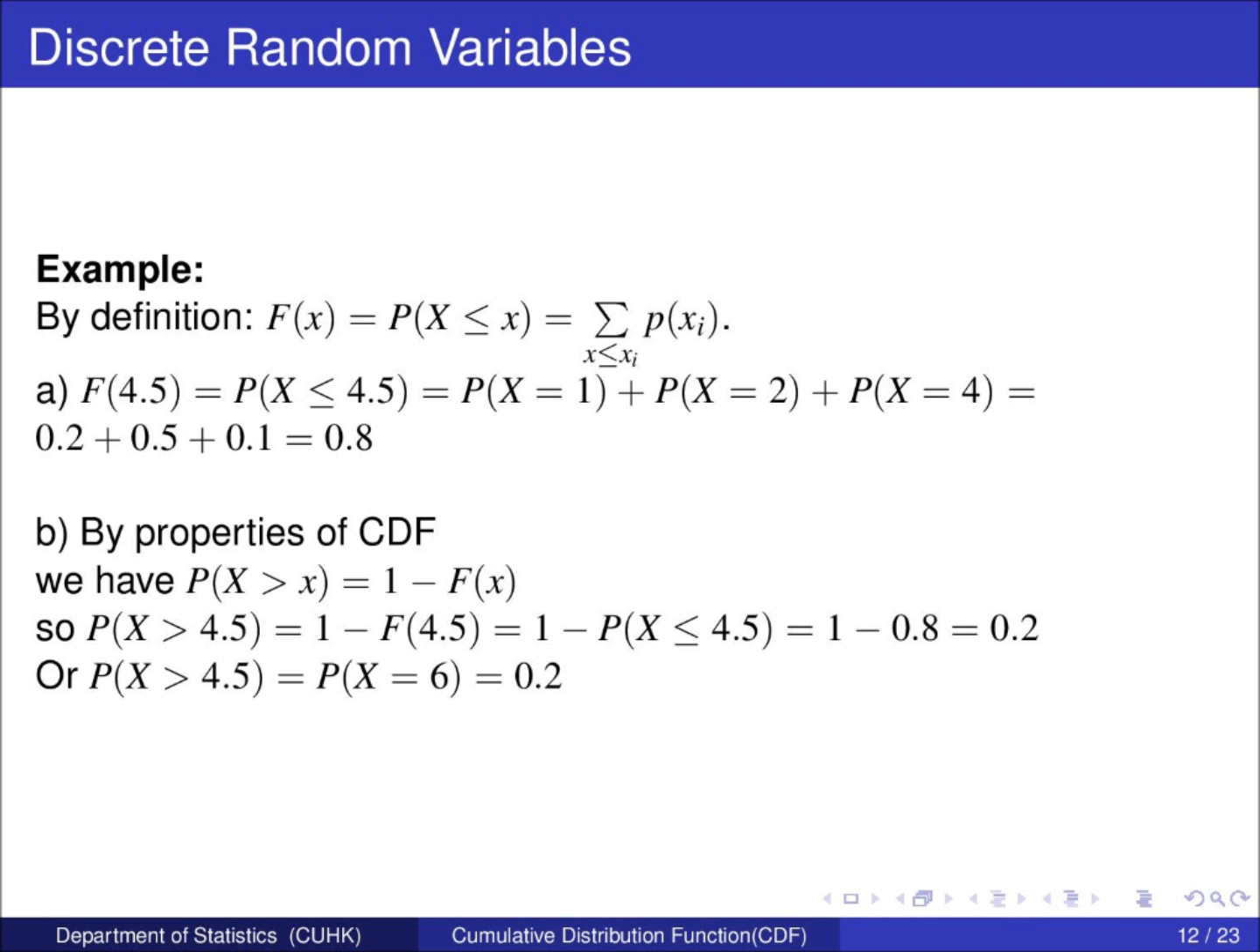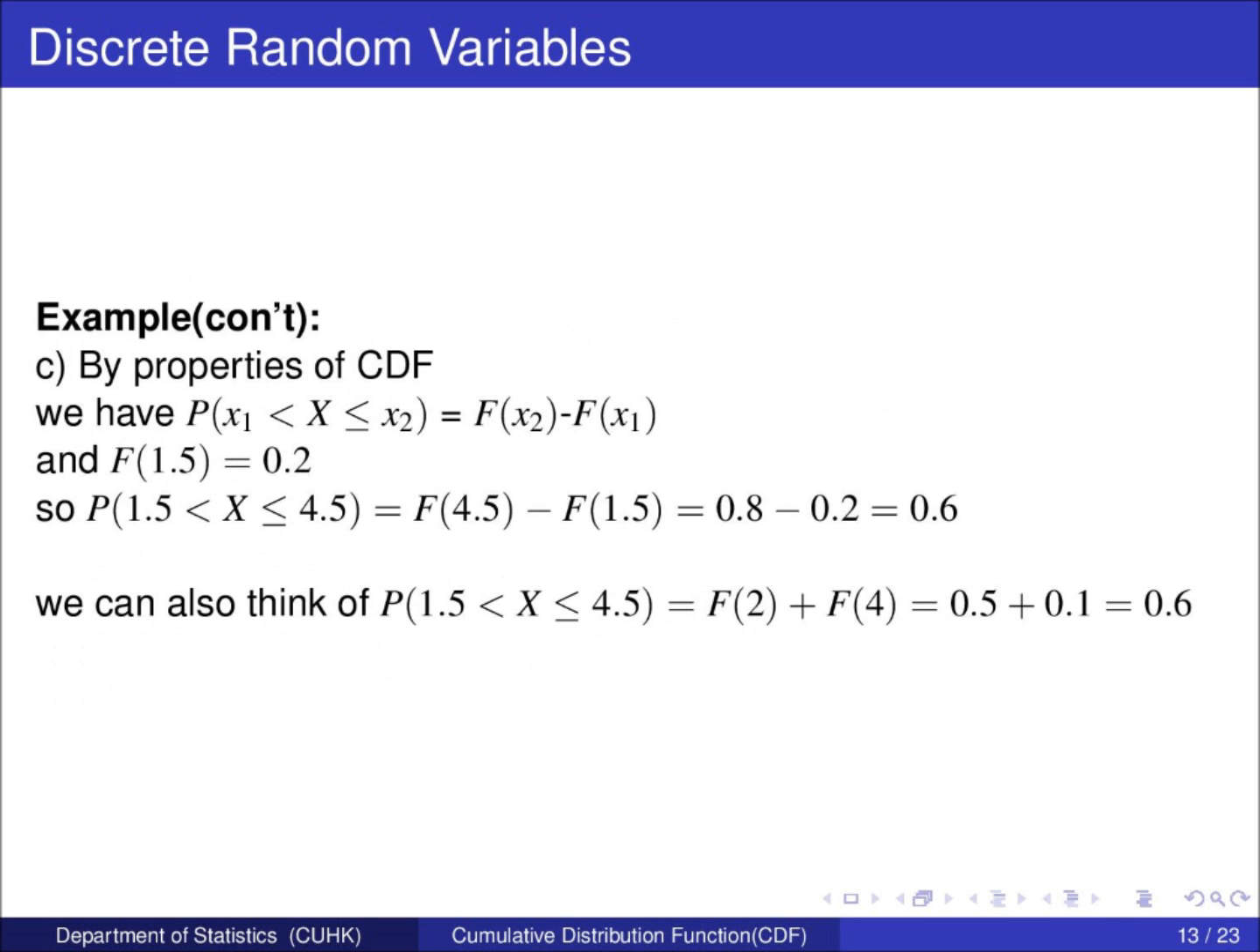For part B, the property of CDF says that the probability of capital X larger than small x, a value, is equal to 1 minus F(x). So the probability of capital X larger than 4.5 is equal to 1 minus 0.8, which is equal to 0.2. Or we can think of the only case that fits, which is when x equals 6, so we also know the probability is equal to 0.2.